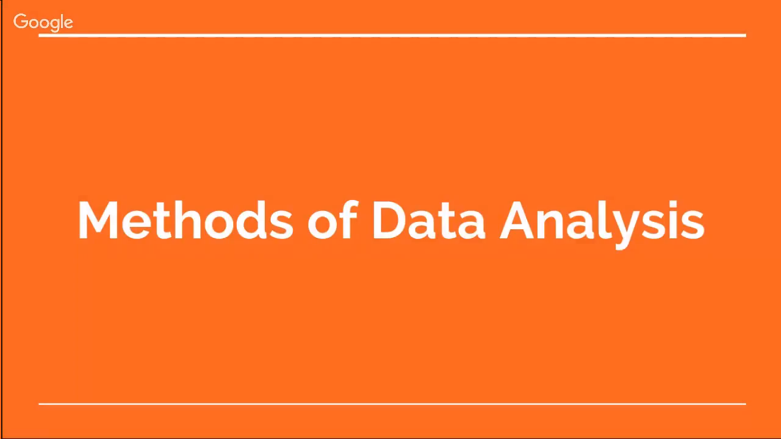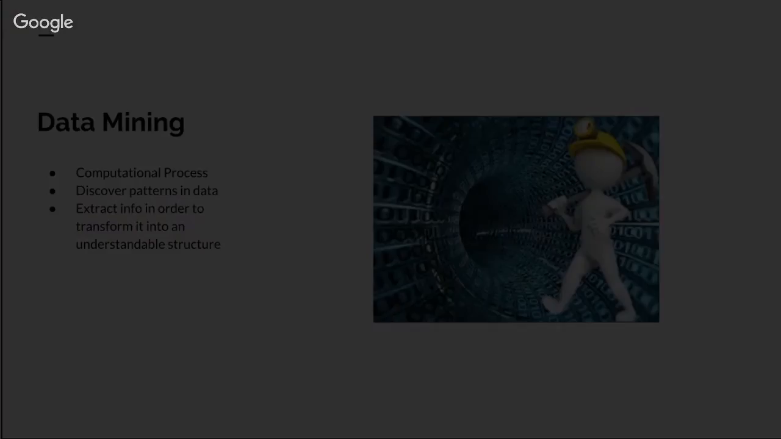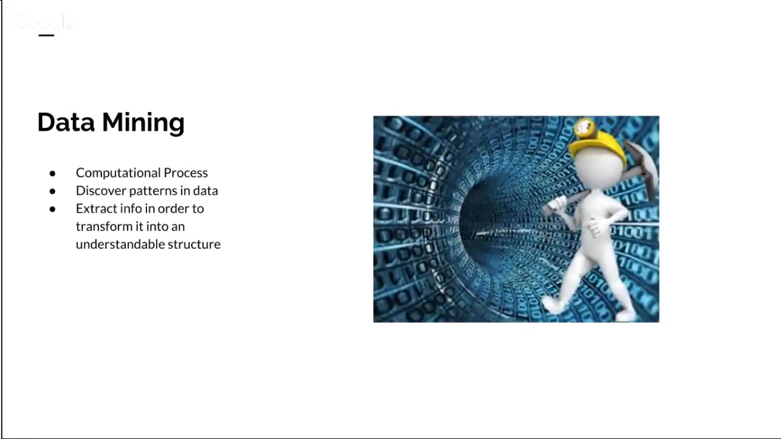So now shifting gears a little bit, we're going to talk about the methods of data analysis. One method is called data mining, and this is a computational process of discovering patterns in very large data sets. The goal here is to extract information from a data set and transform it into an understandable structure for further use and interpretation. Data mining follows the knowledge discovery and databases, or KDD, process. These stages are selection, pre-processing, transformation, data mining, and then interpretation.